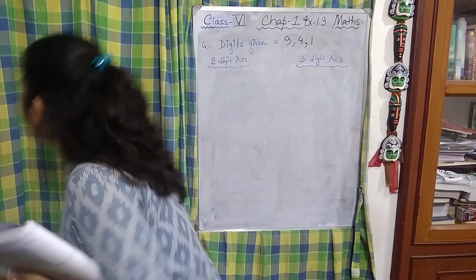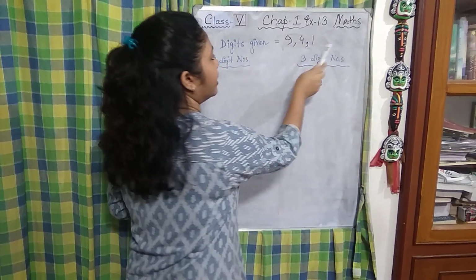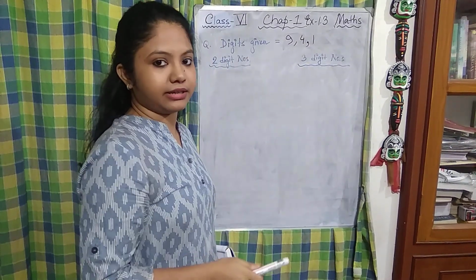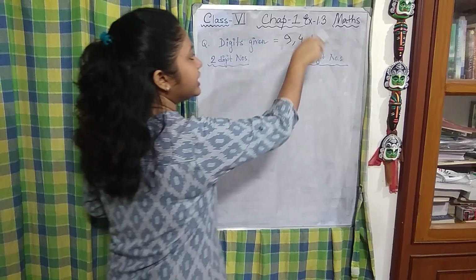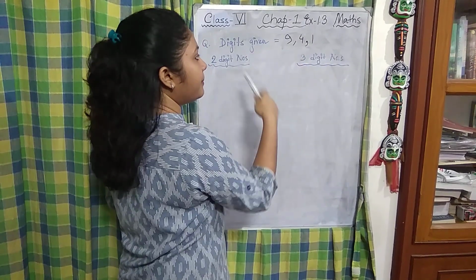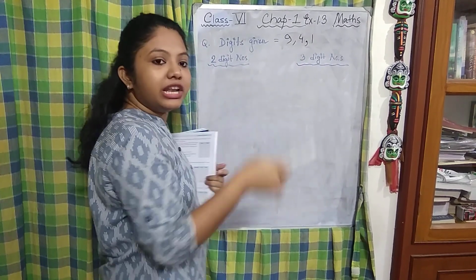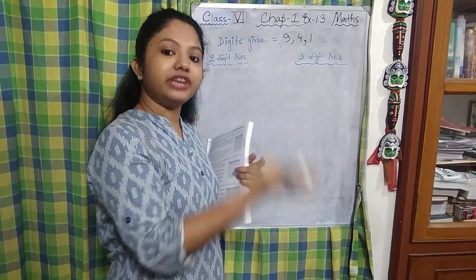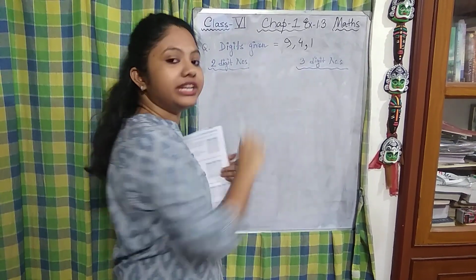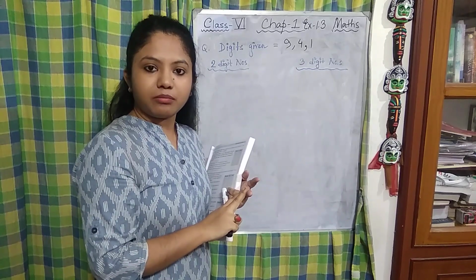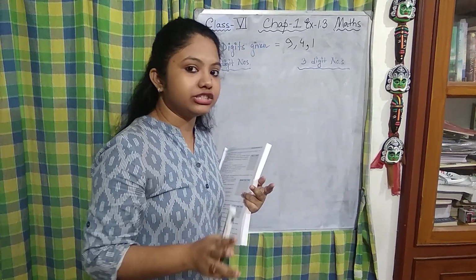Now here you can see that I have written 3 numbers or digits, we can say. Using these 3 digits, we will be making all the combinations of numbers. How many numbers can we make by using all these 3 digits? 2-digit numbers as well as 3-digit numbers.